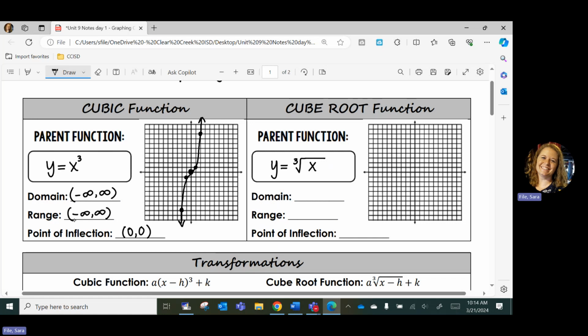So if I input a 0, what's the cube root of 0? 0. So also a point at 0, 0. If I input a 1, also output of 1. So a point at 1, 1. What if I could take the cube root of 2? Can you do that in your head? No, I can't. So I doubt you can. It's going to be a decimal.